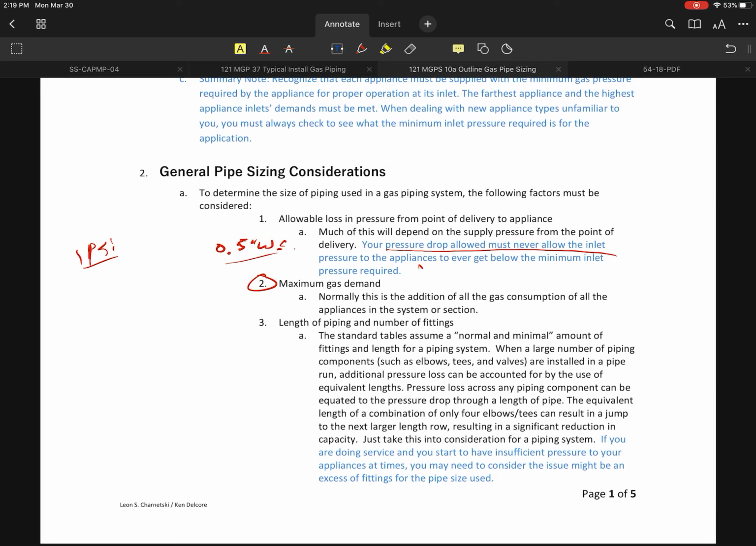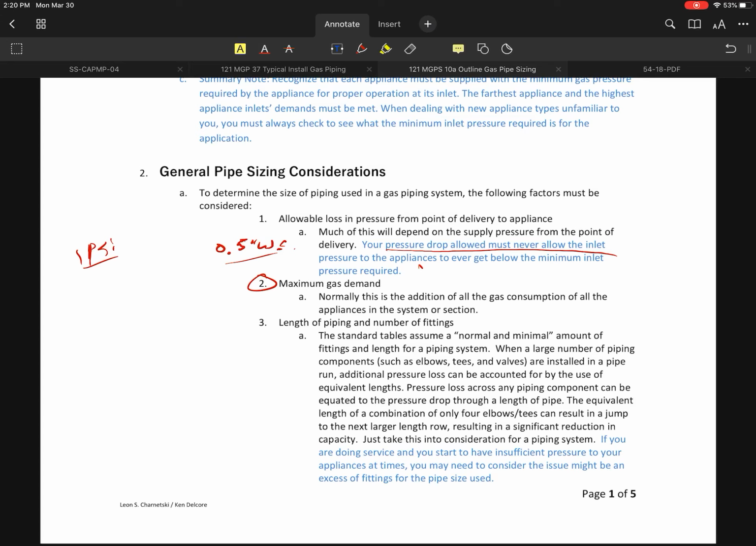So let's take a look at the third thing. The third thing is the length of the piping and the number of fittings. What I wanted to outline in this little lesson is the length of the pipe and the number of fittings. The standard table assumes that you would have a very minimal amount of fittings by the time you get to the point of delivery. This includes all your elbows and your T's and your valves, any fitting that they're using in that section.